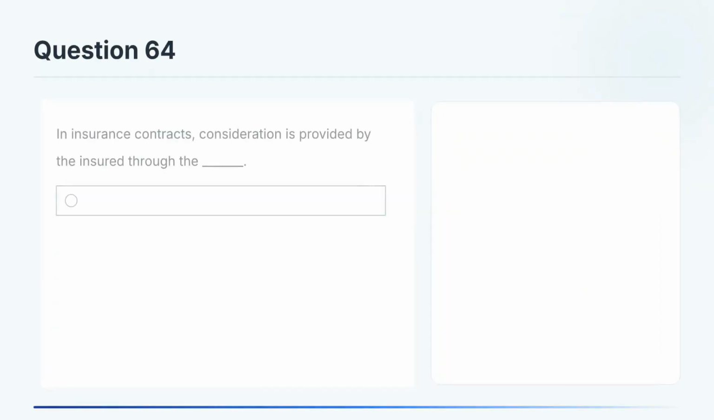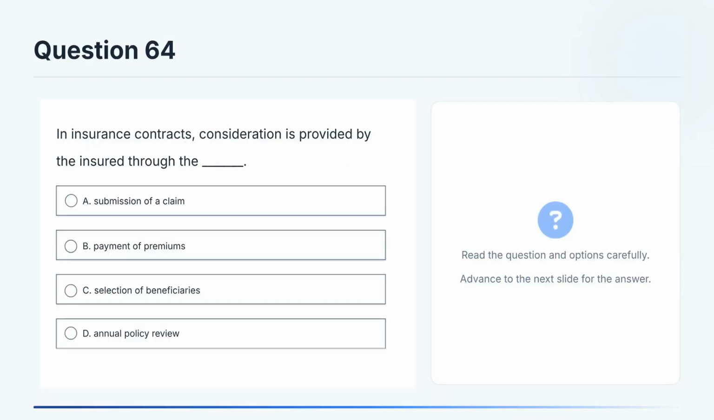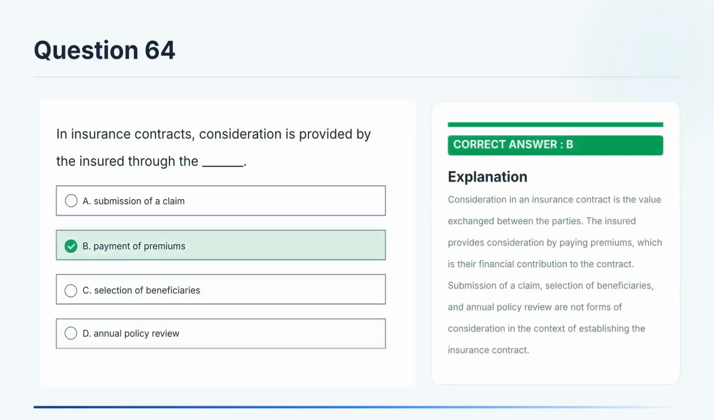Question 64. In insurance contracts, consideration is provided by the insured through the blank. A. Submission of a claim. B. Payment of premiums. C. Selection of beneficiaries. D. Annual policy review. The answer is B. Payment of premiums.